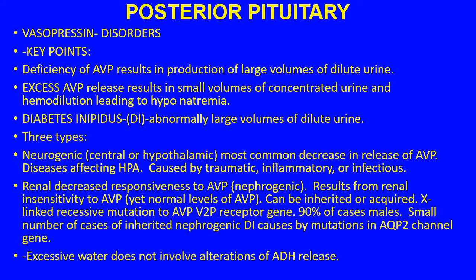Now, what about vasopressin disorders? There are some points you need to be aware of. First off, deficiency of AVP results in production of large volumes of dilute urine. Excessive AVP release results in small volumes of very concentrated urine and hemodilution leading to hyponatremia. Okay? Basically, what's going to happen is you're going to hold on to a lot more water, and in the blood, you're going to have a decrease in the concentration of sodium ions compared to the amount of water.